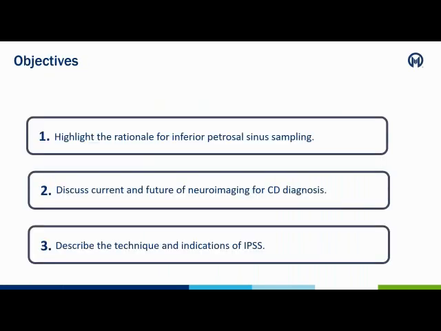I have no disclosures. And the goal of this talk today is to highlight the rationale for inferior petrosal sinus sampling, discuss the current and future of neuroimaging for Cushing's disease diagnosis, and describe the techniques and indications of IPSS, and most importantly, when not to do it.